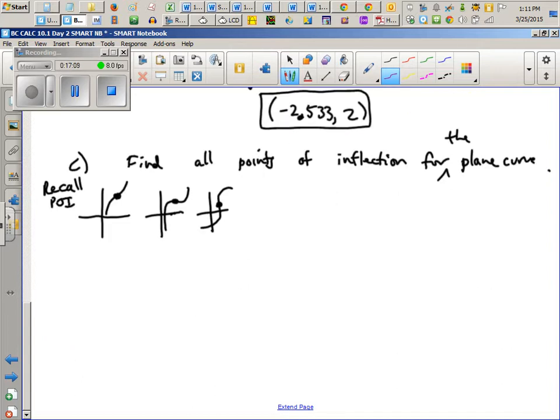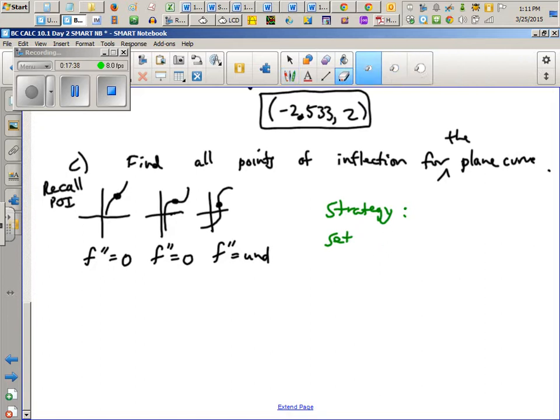And let's get busy here labeling these. So this is f double prime is 0. This one is f double prime is 0. This one is f double prime doesn't exist. It's undefined. Okay? So what I'm going to do is find the second derivative and set it equal to 0 and undefined. All right, so my strategy: set f double prime, or in this chapter we usually just use d squared y dx squared, equal to 0 and undefined.